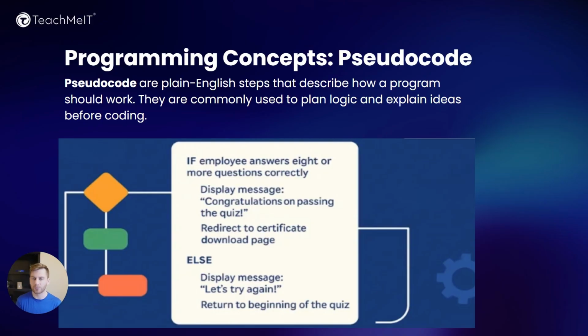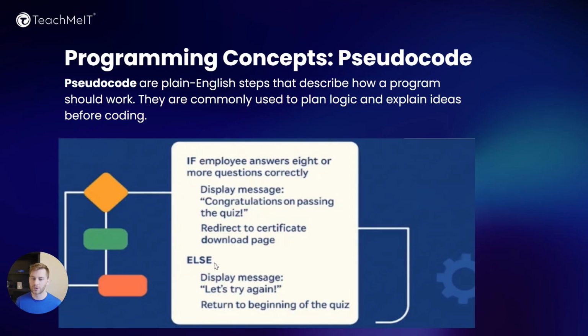These are useful because they really help people who are not software development oriented, or don't have any programming experience, understand what's going on. So in this case, if an employee answers 8 or more questions on a quiz correctly, let's say it has 10 questions, it automatically displays a message saying, congratulations on passing the quiz, and it sends them to the certificate download page. That's super simple to understand. Anyone can understand that. But on the programming side of things, that might be a bit more complex.